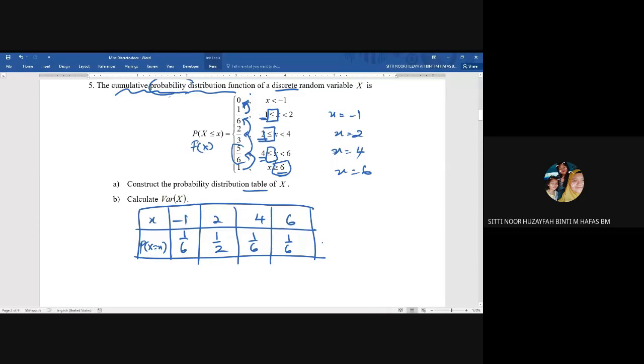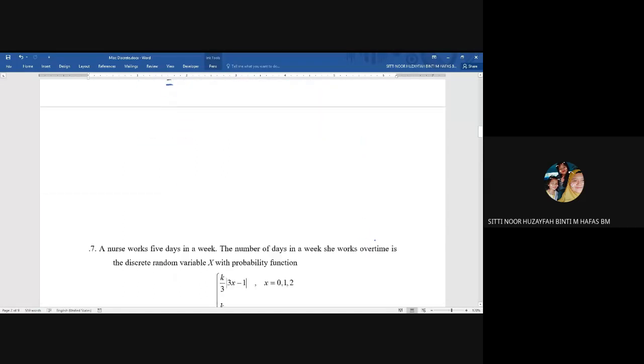And then for the variance, just continue with the formula. So I don't want to discuss the variance. Okay, let's move on to question number 7.